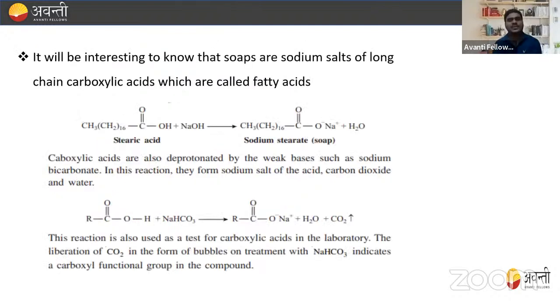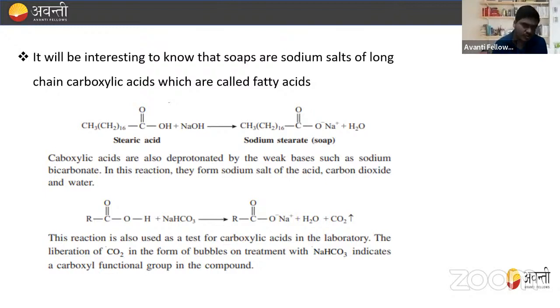Right. Now, it will be interesting to know that soaps are the sodium salts of long chain carboxylic acids, which are called fatty acids. So we can observe this. Carboxylic acids are also deprotonated by a weak base such as sodium bicarbonate. In this reaction, they form the sodium salt of the acid, carbon dioxide, and water.